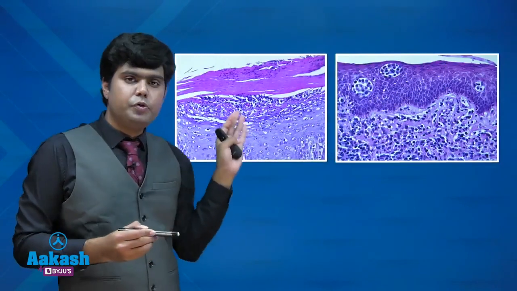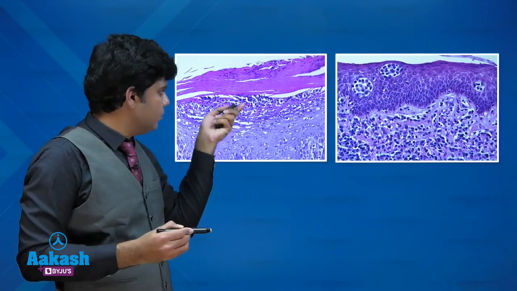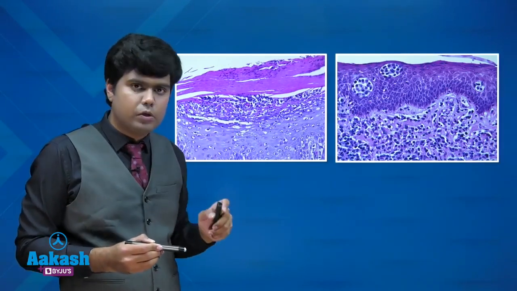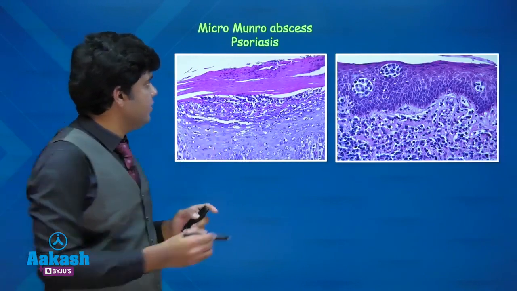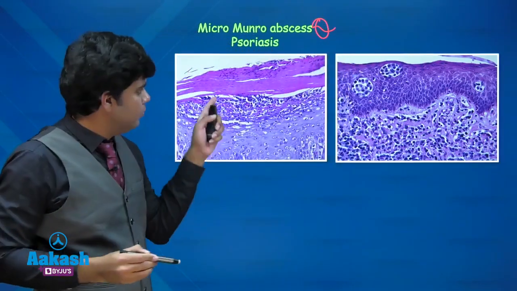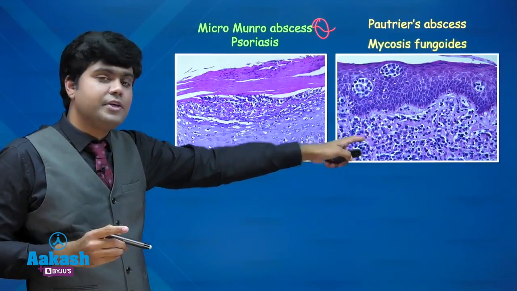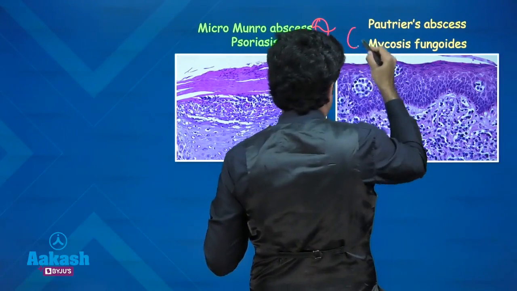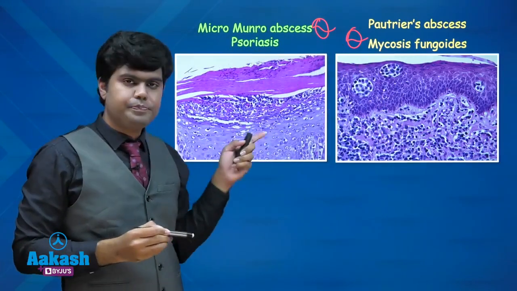We have collection of neutrophils here in the epidermis, specifically in the stratum corneum and to some extent in the stratum spinosum. So this is a case of psoriasis where we see Munro micro abscesses. These are Munro micro abscesses seen in psoriasis. We have Pautrier's abscesses seen in mycosis fungoides. So collections of lymphocytes in the epidermis, intraepidermal.